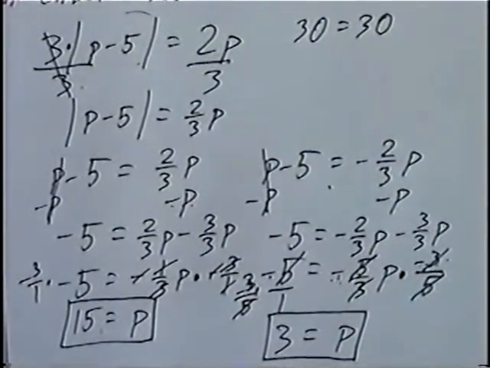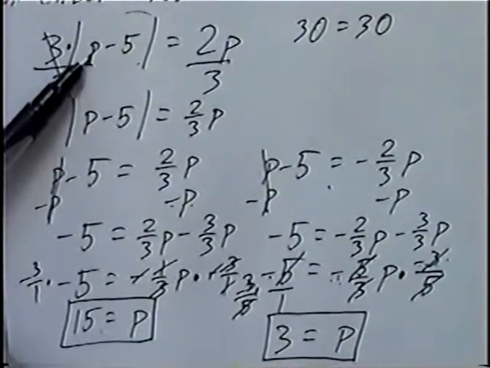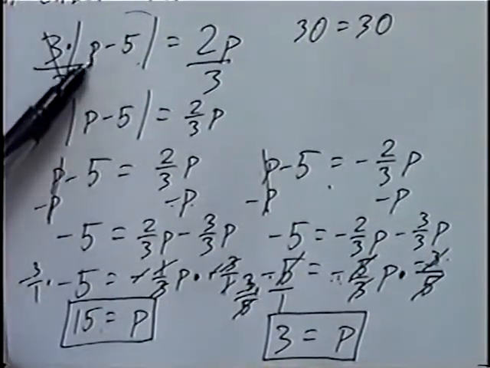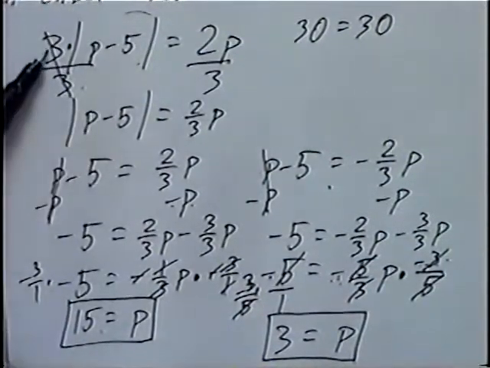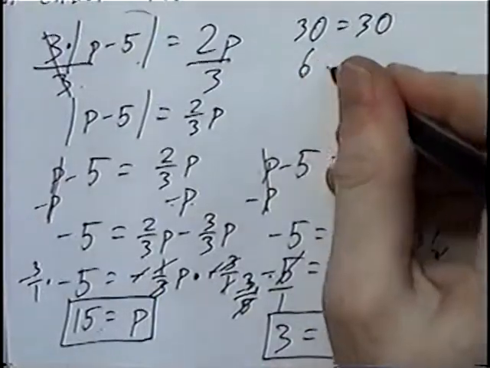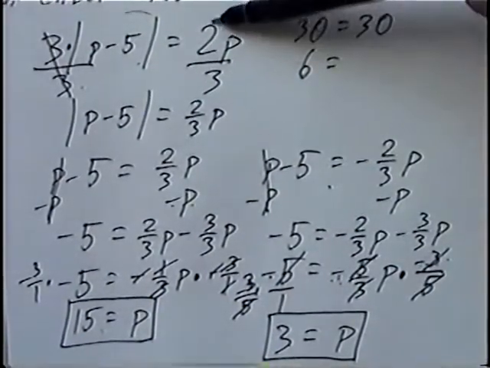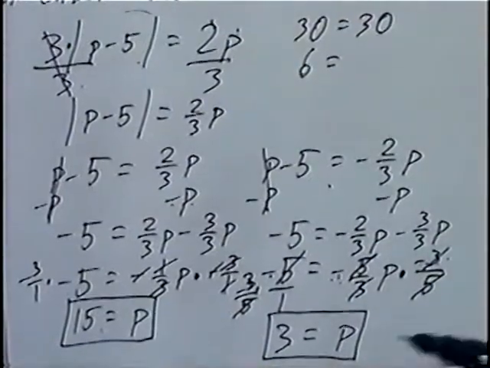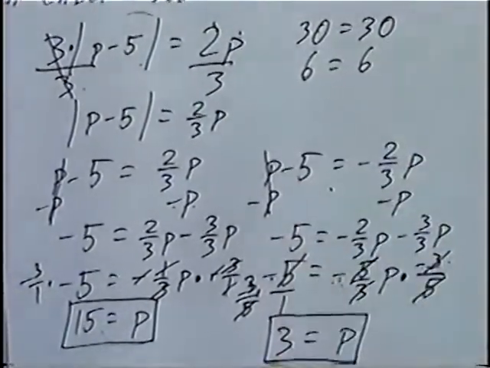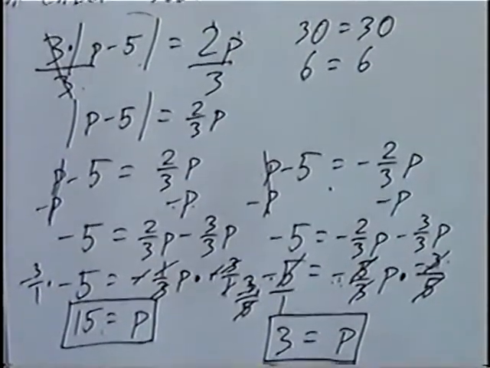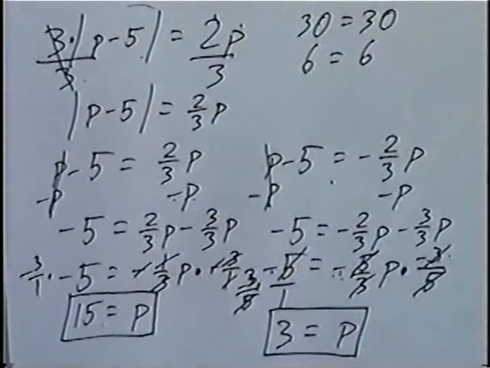If you check the second answer, 3, plug a 3 into the absolute value. 3 minus 5 would be negative 2. Absolute value of negative 2 is positive 2, times 3 would be 6 for the left hand side. And plugging a 3 into the right hand side, which was originally 2p, 2 times 3 would be 6. So 6 equals 6, which is true, which means the answer is also true. So two answers that do work, 15 and 3.